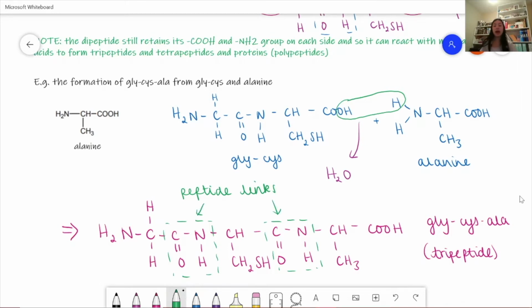So basically what we have is that when we react 2 amino acids together, we form 1 peptide link between them. And so because we have 3 amino acids this time, we have to have 2 peptide links because we need 1 peptide link to link 2 of them together. And again, it's really important to note that this tripeptide still has this amine group and this carboxylic acid group, so it can react with more amino acids to form tetrapeptides or proteins.